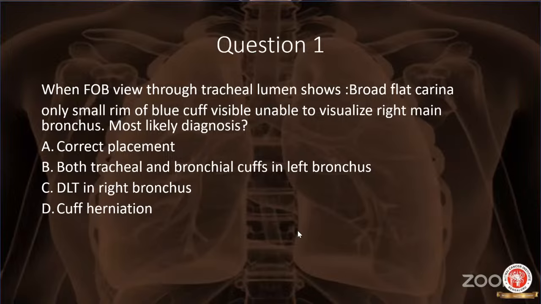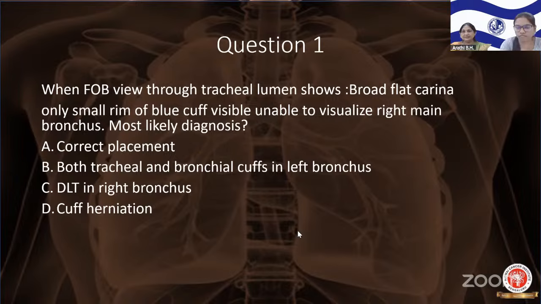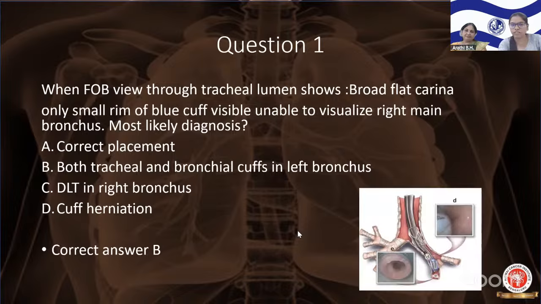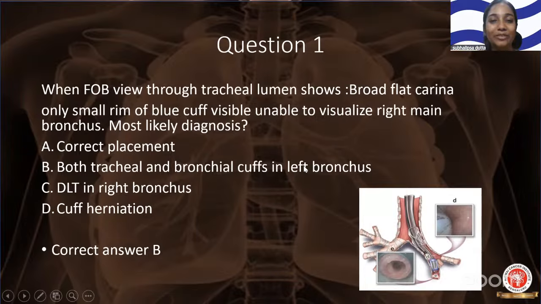Shall we go for the next question, madam? Most of the answers are D, and Anjana was the first one to answer. Some answers are B also, ma'am. So the correct answer is B. This is the fiber optic bronchoscopic view where there is a very broad flat carina with only a small rim of the blue cuff visualized into the bronchus, and the right bronchus is not visualized. Rohit has got it right then.